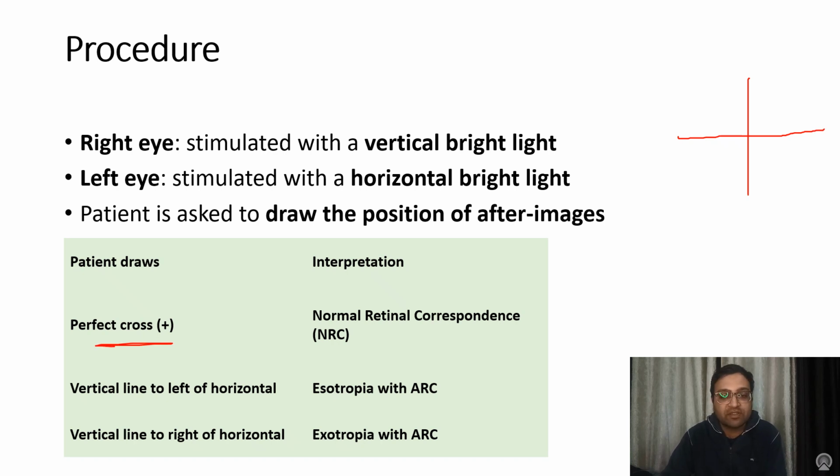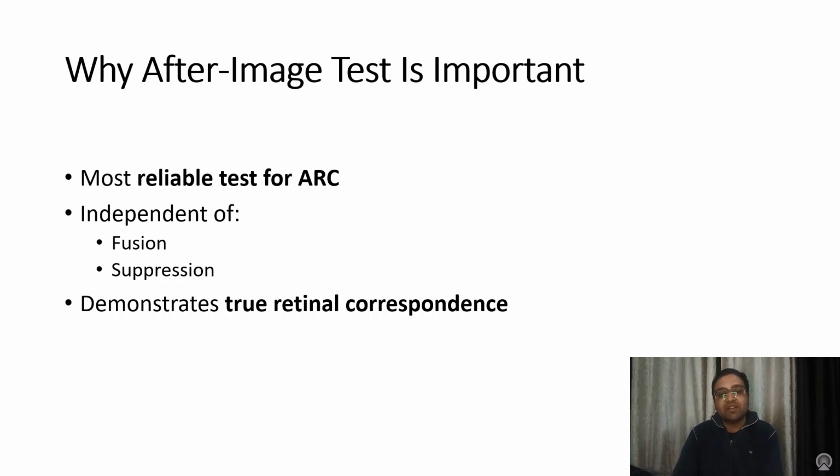If there is a perfect cross, everything is normal. If the vertical line shifts towards the left, then there is esotropia with ARC. If the vertical line shifts towards the right, then there is exotropia with ARC. Okay, so this is how the interpretation is. Why is the after image test important? Most reliable test for ARC.